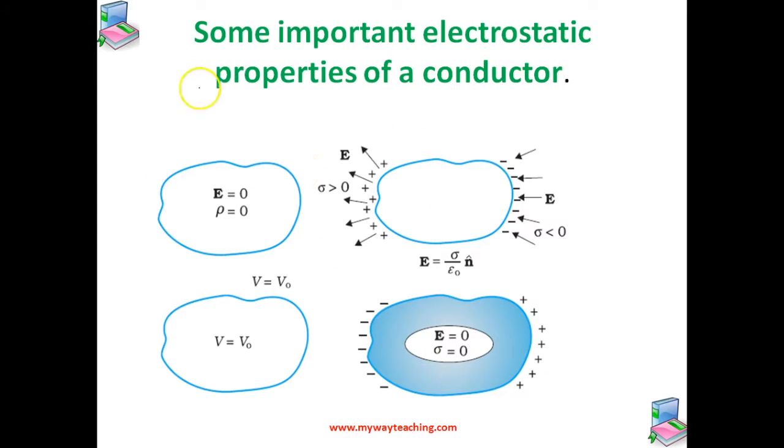Some important electrostatic properties you can see here. Inside the cavity the potential is constant and the electric field inside a conductor is zero, and at the surface the electric field is given by sigma by epsilon naught n cap.